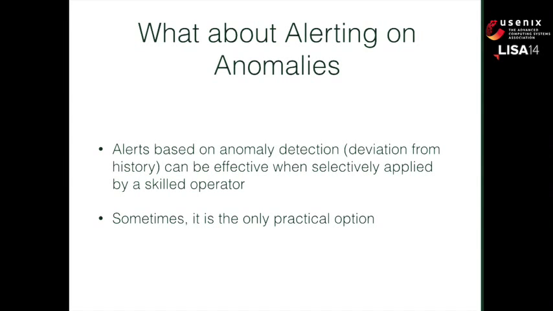So alerts on anomaly, the idea is you look at the history of the thing. So this is, again, why you need a full time series. You go back and you look at it and you say, is what it's doing now deviate significantly from what it was doing? Like, is something going on that maybe I should be aware of? And the reason it's important is sometimes it's the only practical option.